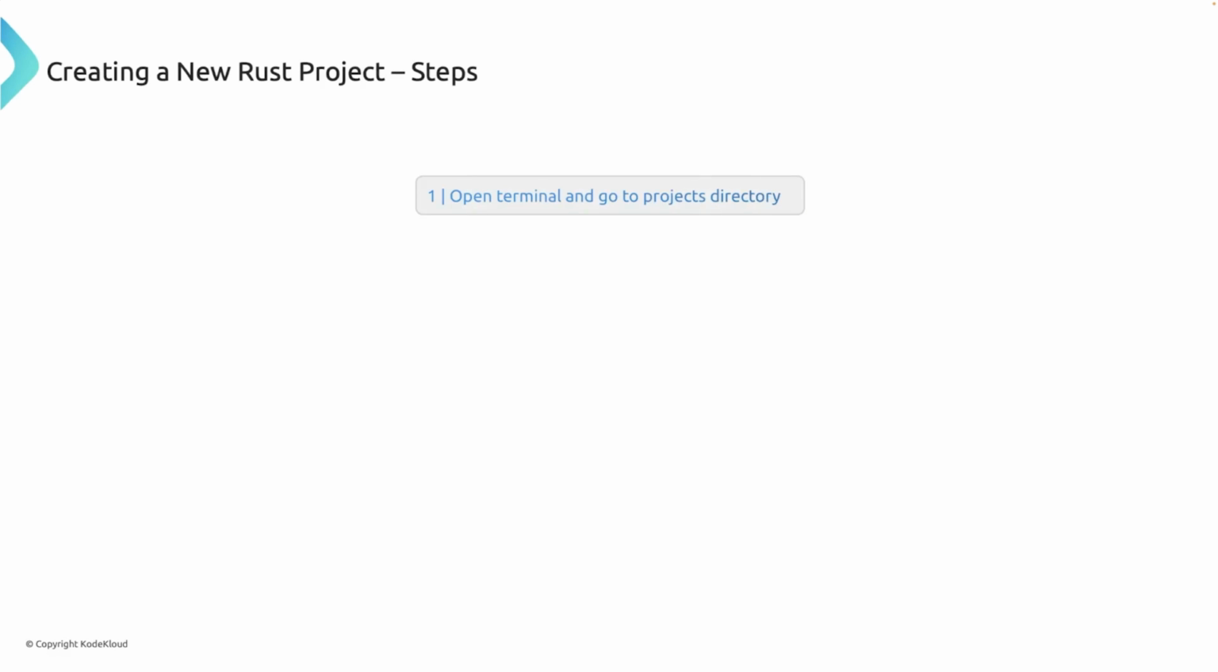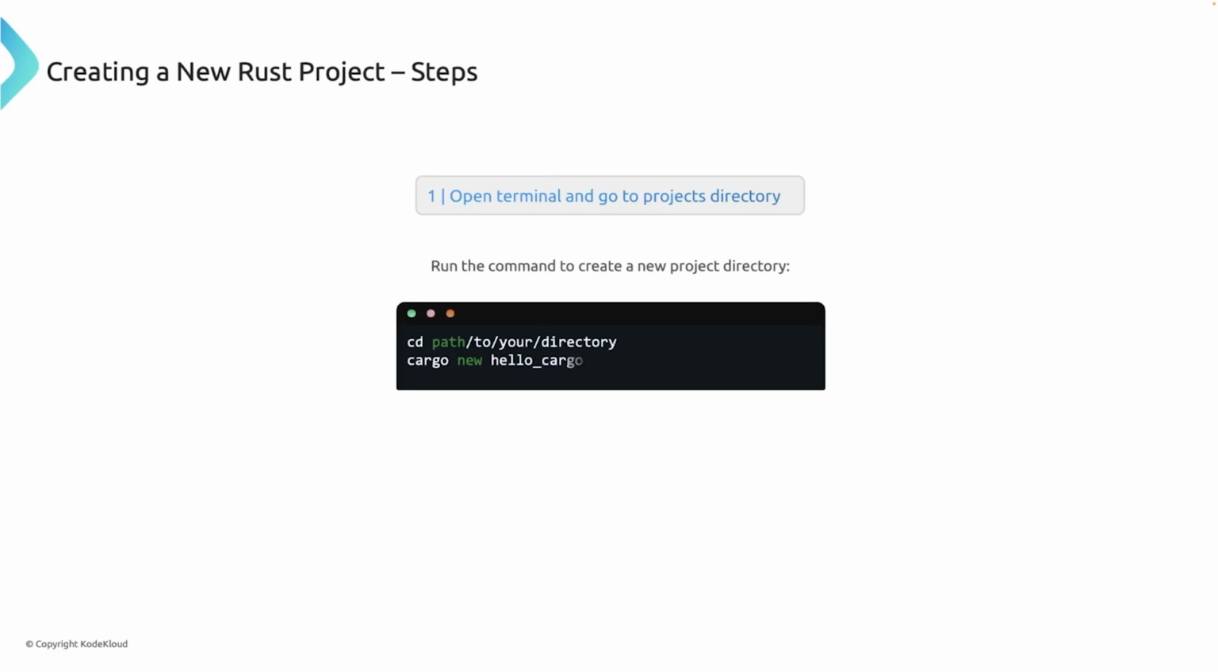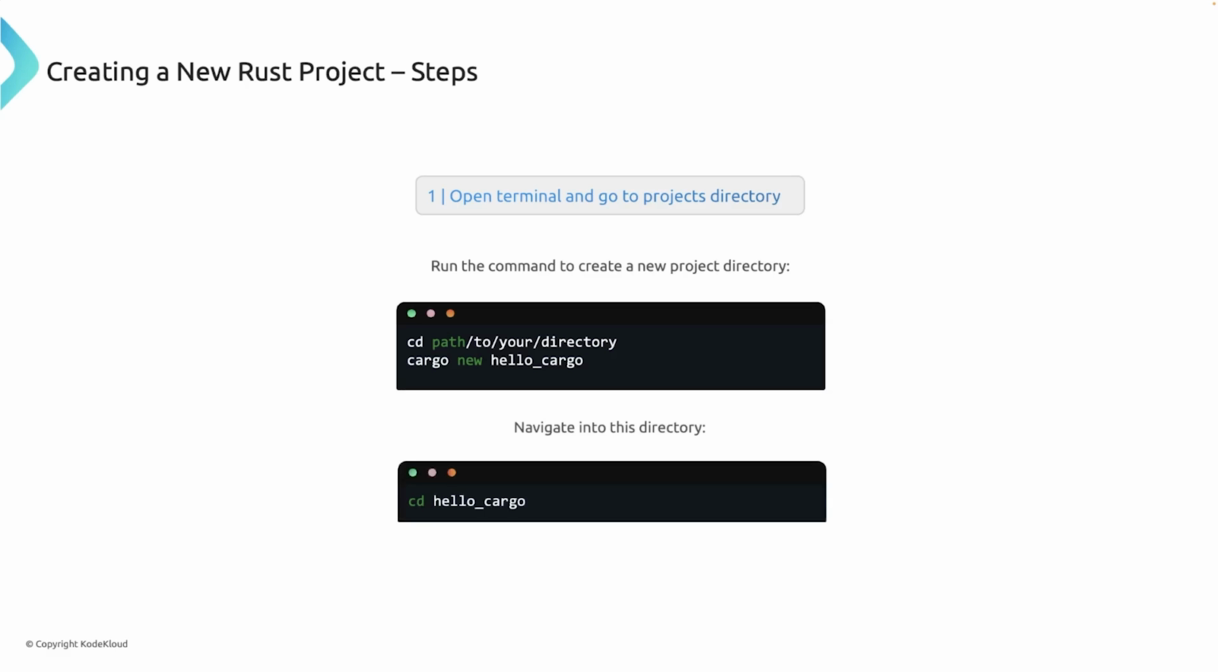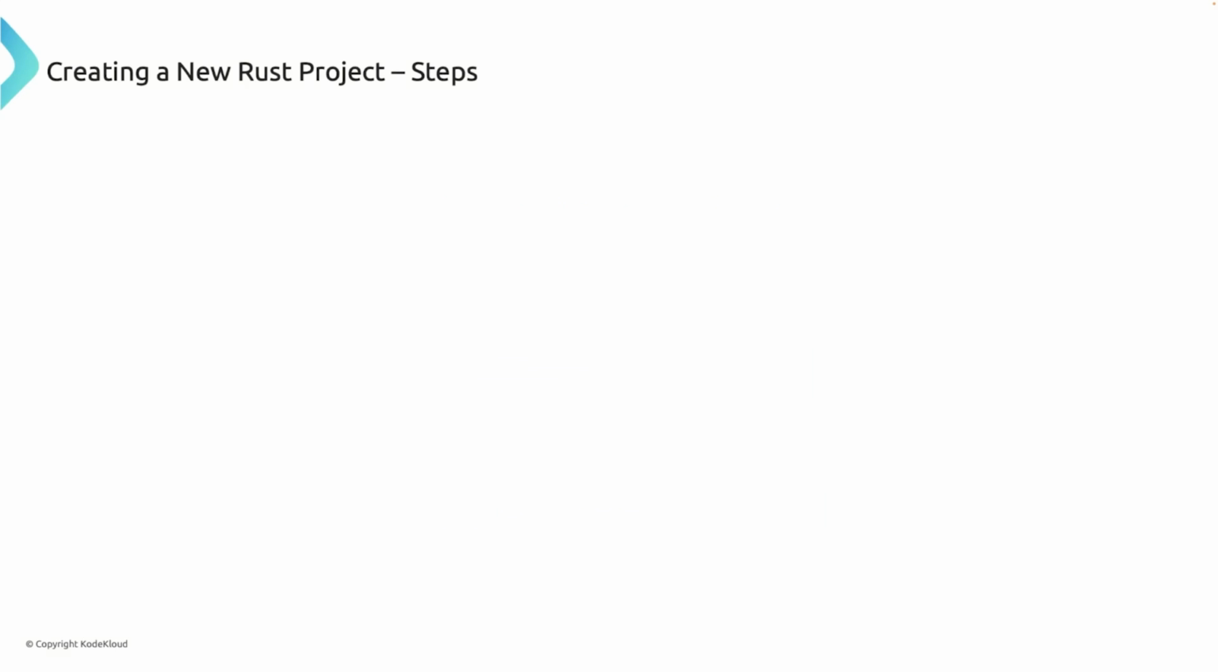First, open your terminal and head over to your project's directory and run the following command to create a new project. So cargo new hello_cargo, it's going to create a new directory named hello_cargo with a basic Rust project inside. Now navigate into this directory with the cd hello_cargo command.